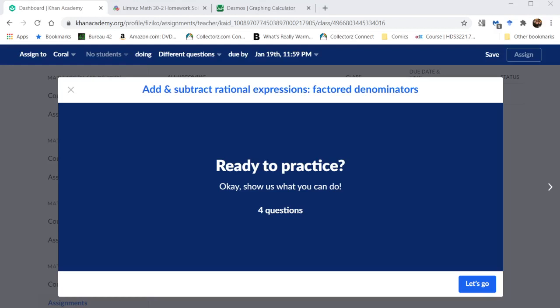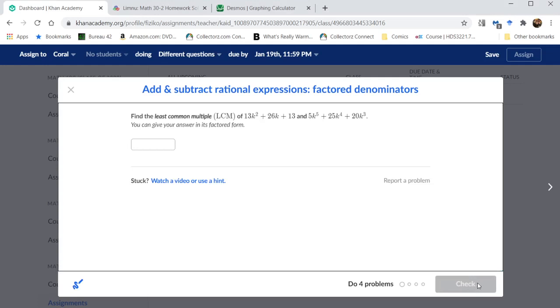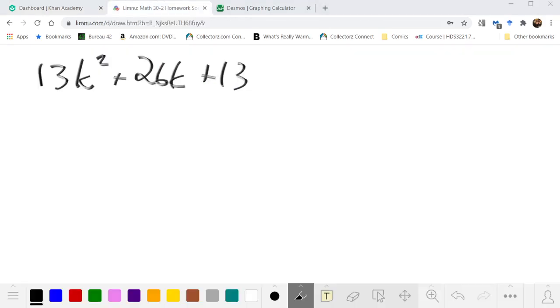So this is going to be the solution set for adding and subtracting rational expressions with factored denominators. So we need to find the least common multiple of these two trinomials. The least common multiple is always the product of the two divided by their greatest common factor. So we need to determine what their greatest common factor is. To do that, we need to work with them one at a time and completely factor them.